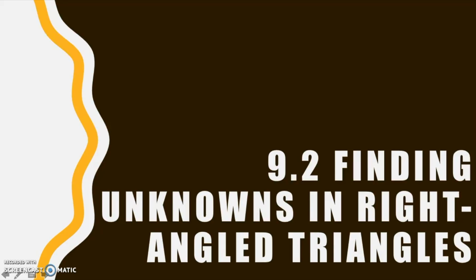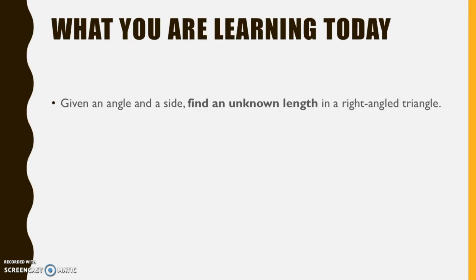Hi everyone, and welcome to the second part of this e-learning, finding unknowns in right-angled triangles. So for this particular portion, you'll be learning how to find an unknown length in a right-angled triangle given an angle and a side, of course using the trigonometric ratios that you have learned earlier.